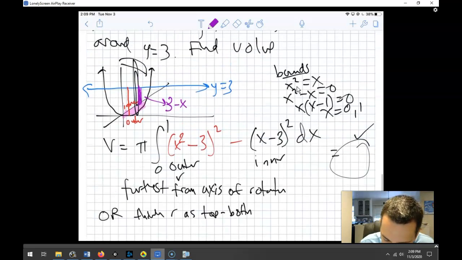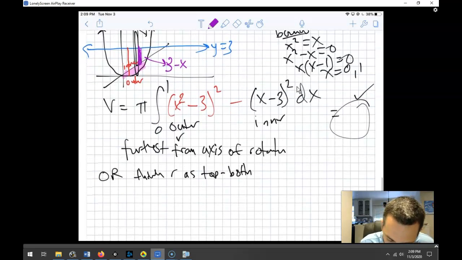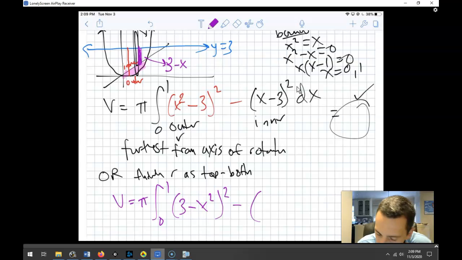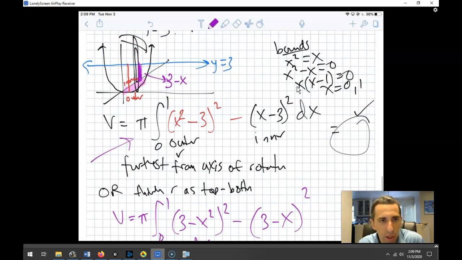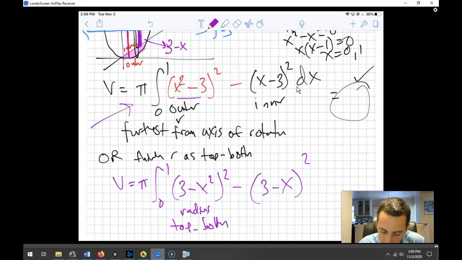Oh my god, I screwed this up. No, we're good. Okay. I could also write this as pi integral 0 to 1, 3 minus x squared, and then 3 minus x squared. So in this case, I'm thinking of the radius as being like a distance, as being a top minus bottom. So if you just want to plug in the formula and do it that way, you can. If you want to think about the radius as being a top minus bottom, like a 3 minus x, and then a 3 minus x squared for that red distance there, you can do that too. Because you're squaring these parts, it doesn't matter. So both of these will give you the same answer.